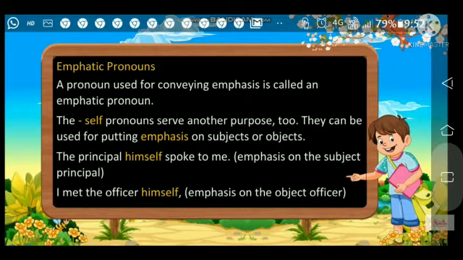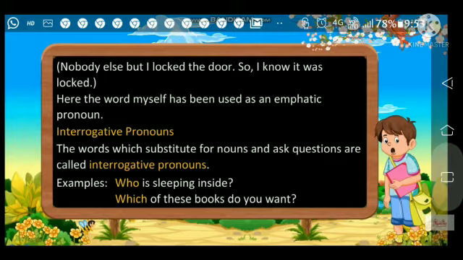Now come to the interrogative pronoun. Interrogative pronouns are used for asking questions, like who, whose, which, whom and what. These are interrogative pronouns. Now they are as follows. For persons, that is who, whom, whose. Next, for persons or things, that is which. And the other one is for things, that is what.